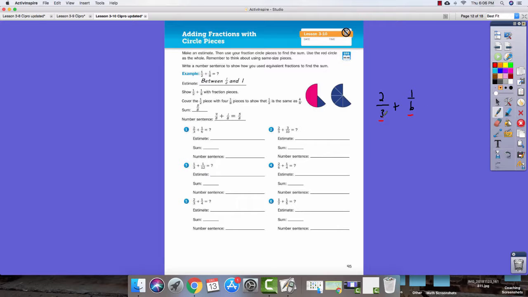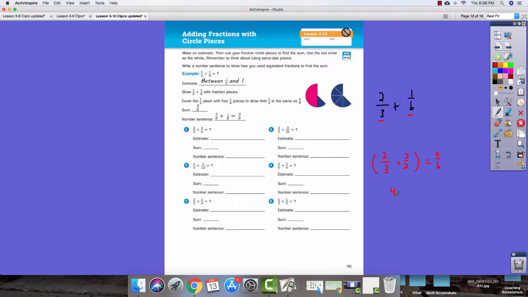Well, can you make a 3 a 6? Yeah, 3 times 2 is 6. So if I want to make a common denominator, I would have to multiply my denominator by 2. But whatever you do to your denominator, you must also do to your numerator. So you must also multiply your numerator by 2. So I could do 2/3 times 2/2 and get 4/6. So now 2/3 equals 4/6.